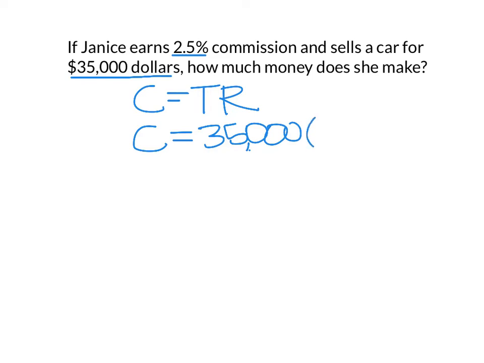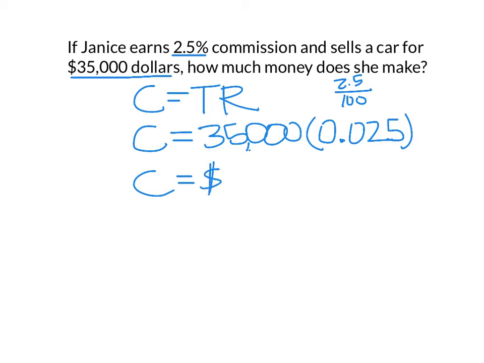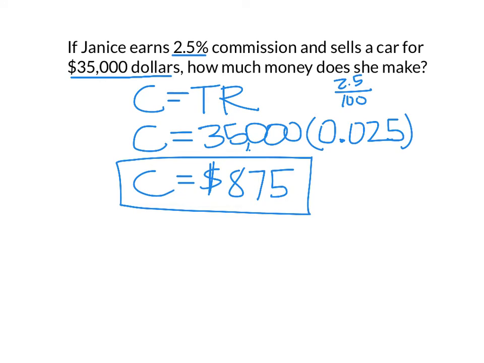And the commission rate, again, that's 2.5 divided by 100 to turn it into a decimal properly. That gives me 0.025. And since they're on the same side of the equal sign, we just do the multiplication. There's no inverse operation on this one. And her commission comes out to be $875. And it's just that simple.